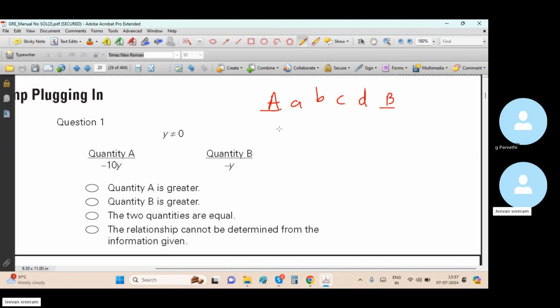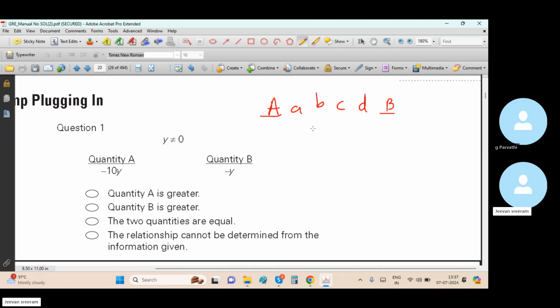Let's see. For these quantitative comparison questions, which are rife with variables, although they have variables, they can be solved within two plugins. For example, give me a number for y. Y is a variable, right? For which you can have your own number. Give a simple number obeying the restrictions. Y should not be 0. Any number. 1.